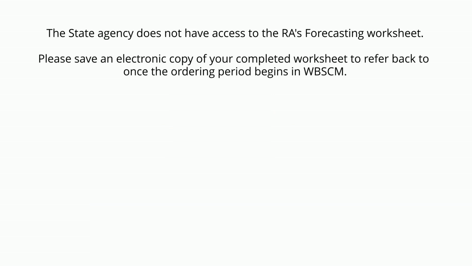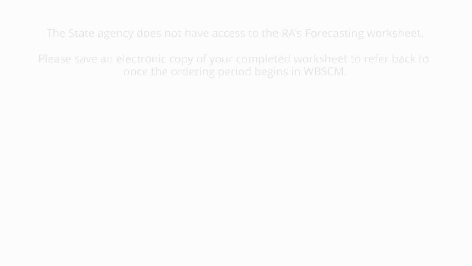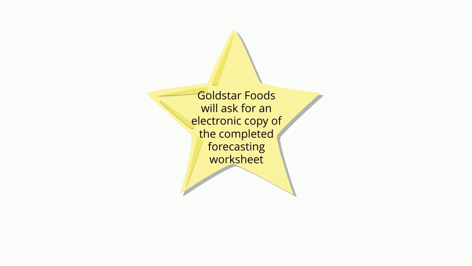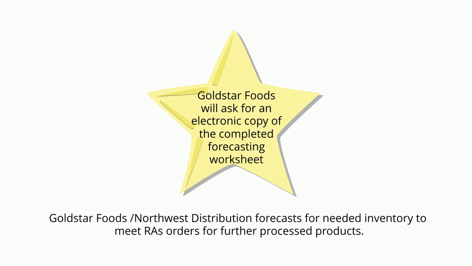The state agency does not have access to the RA's forecasting worksheet. Please save a copy of your completed worksheet to refer back to once the ordering period begins in WBSCM. Gold Star will ask for a copy of the completed forecasting worksheet. The reason for this is that Gold Star Northwest forecasts for needed inventory to meet RA's orders for further processed products.